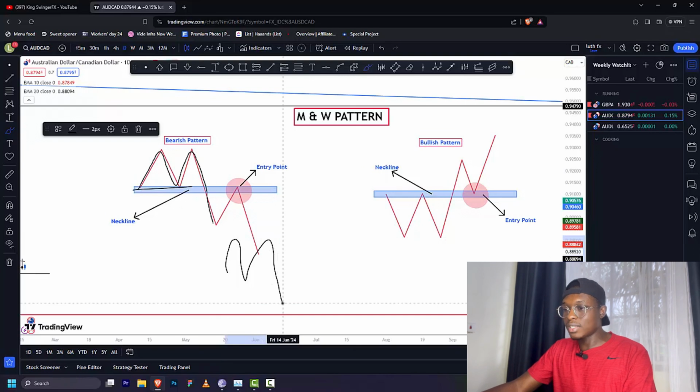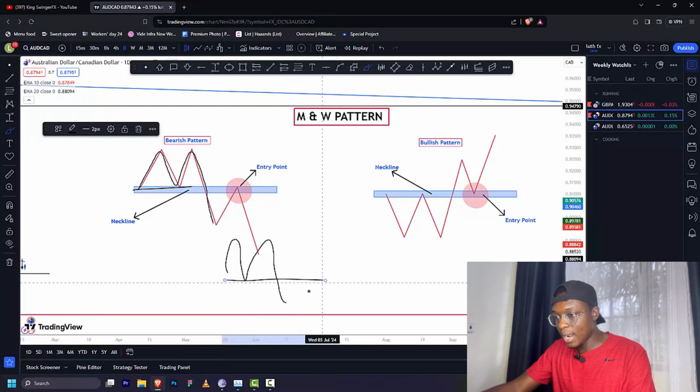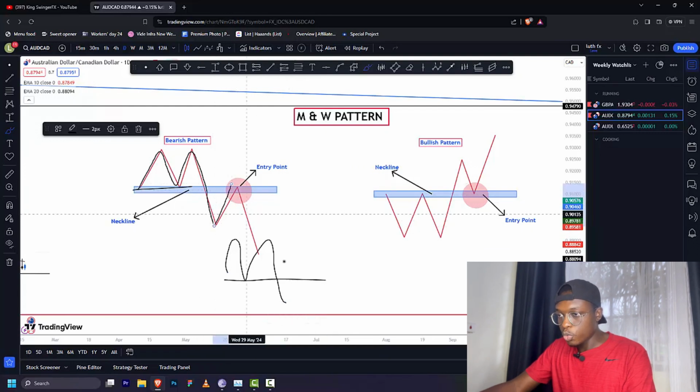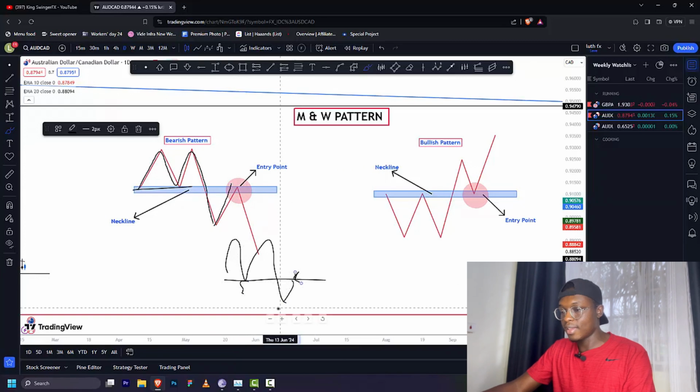Now in order for the M pattern to fully solidify itself for a trade, we expect price to do what? To pull back to the neckline, right? Which is our previous support here, turning resistance here, right? So we expect price to do what? Price to pull back to this level, and from here, that is where we make our entry from here all the way to the downside.